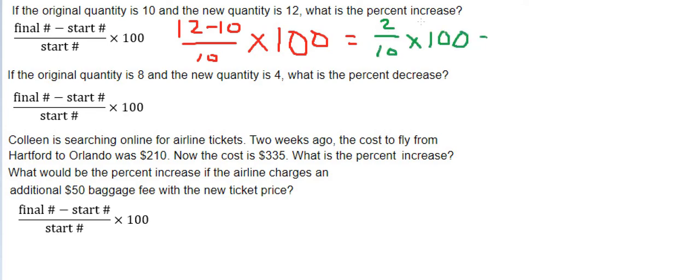You don't have to show all these steps. 2 over 10 is 0.2. And 0.2 times 100 is 20. So this is a 20% increase.